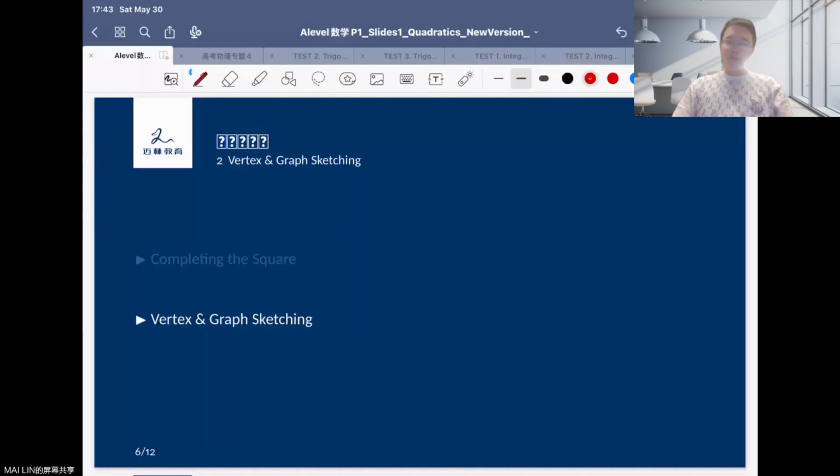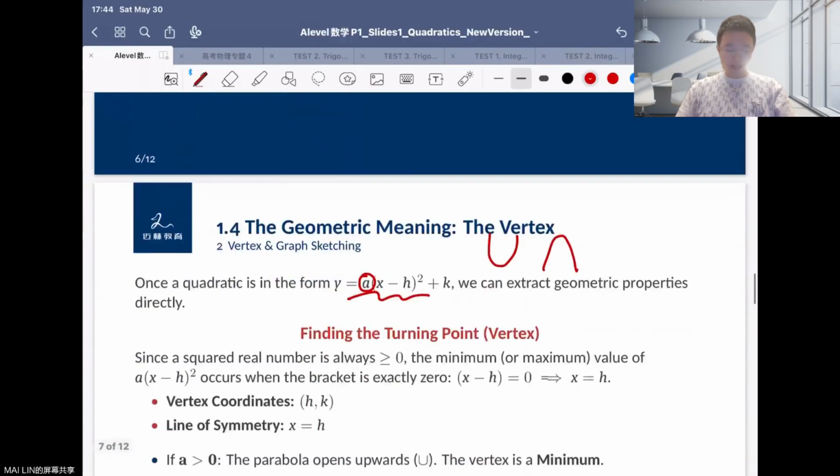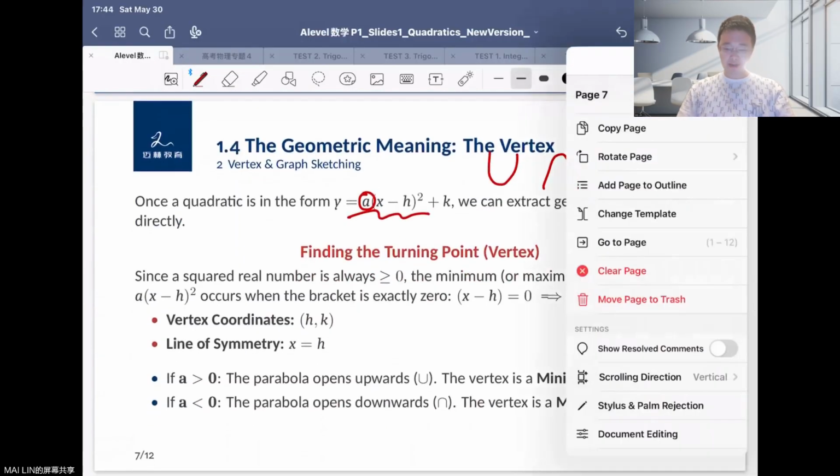Hello guys, today we are talking about the second lesson of A-level ASP1. We are talking about vertex form and graph sketching. So first, let's understand what a graph is.